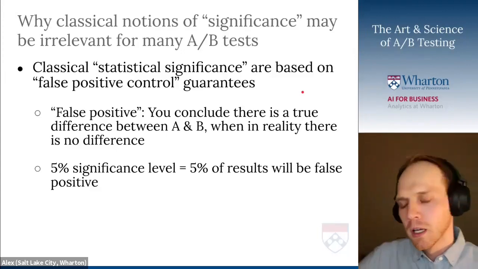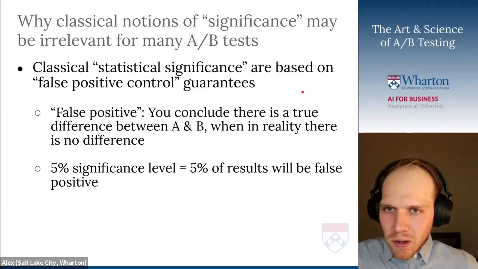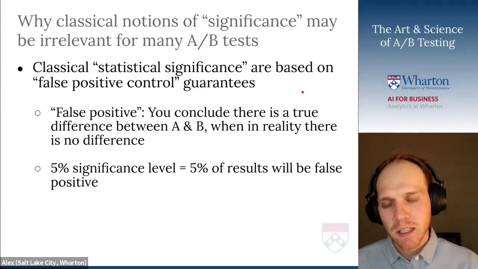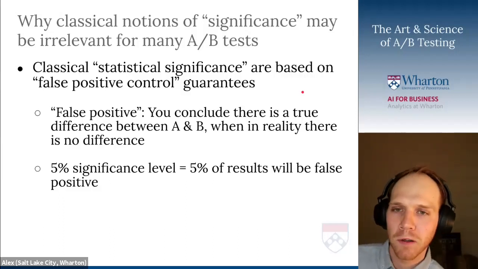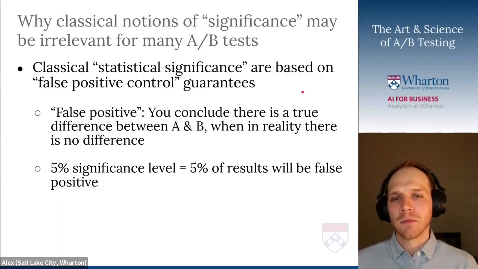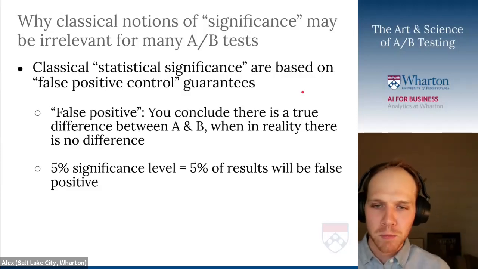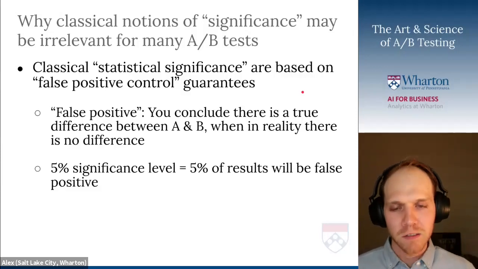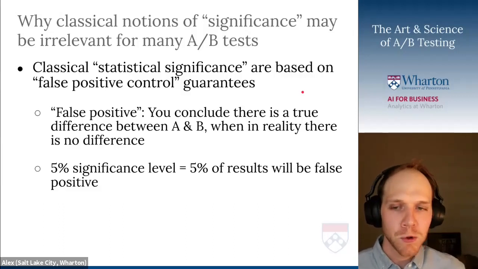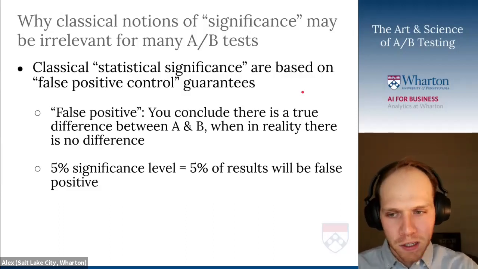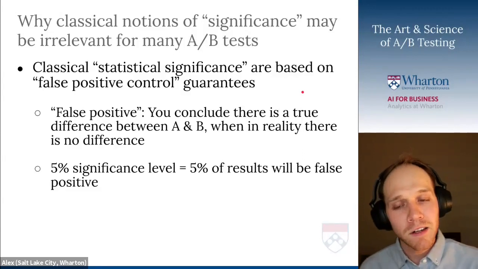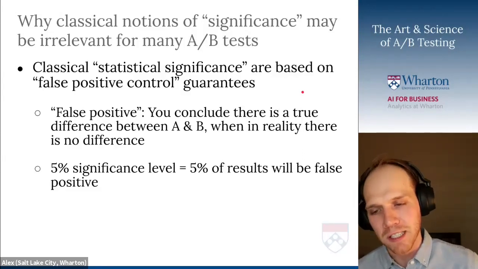So one is that these classical notions of significance, the notions that this 5% rule is based on, are really designed to do one thing, which is to control your false positive rate, right? And so a false positive is merely a situation where you conclude that there's truly a difference between versions A and B, when in reality there is no difference, or that the difference is negligible, right?